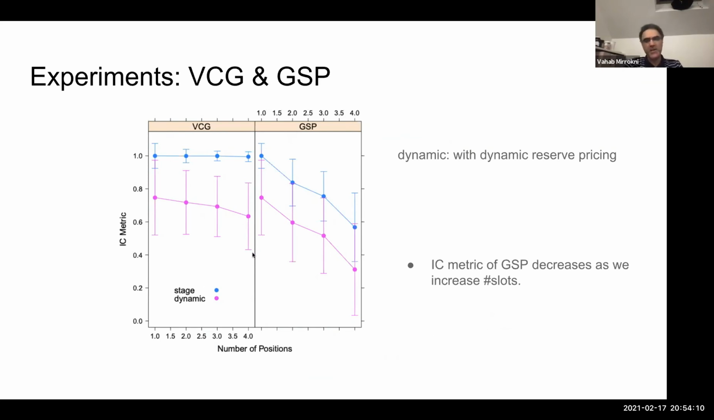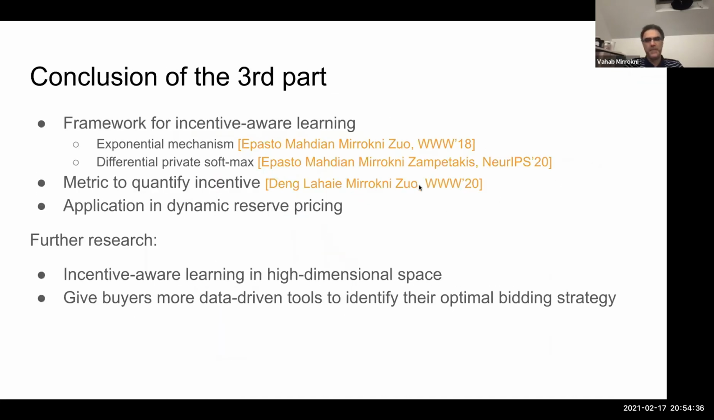But interestingly, on data also, we observe that, for example, in a generalized second price auction, the IC metric decreases as the number of slots increases. We also observe the dynamic incentive compatibility measure for different ways of computing reserve prices based on your data. So I encourage you to look at this paper that defines this incentive compatibility measure. And we hope that this can be used as a tool to design auctions that are good in terms of incentive compatibility measures.